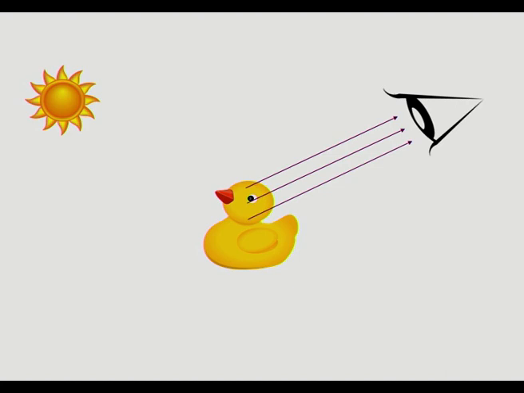Yes, the light from the light source comes and falls on the object, and the reflected light enters our eye. This is how we can see our surroundings.